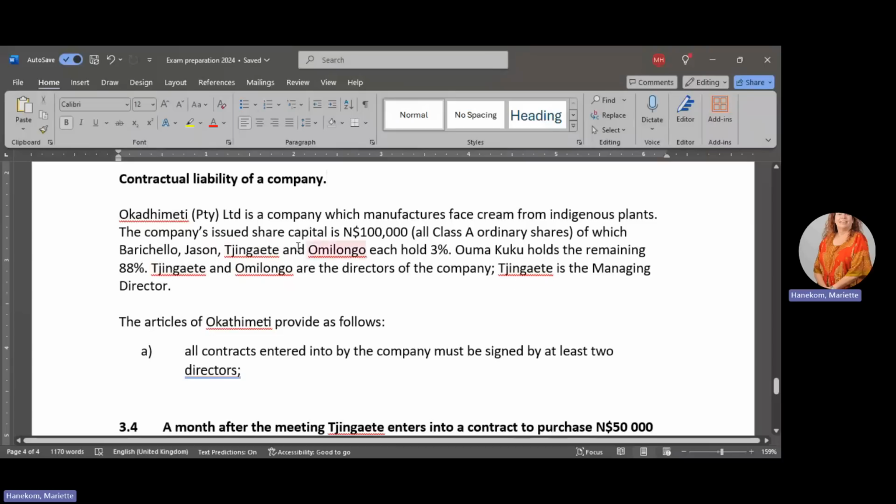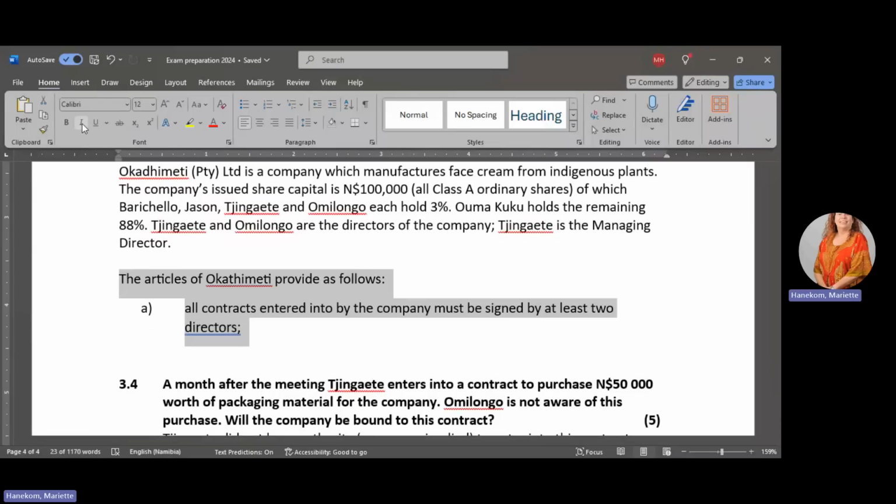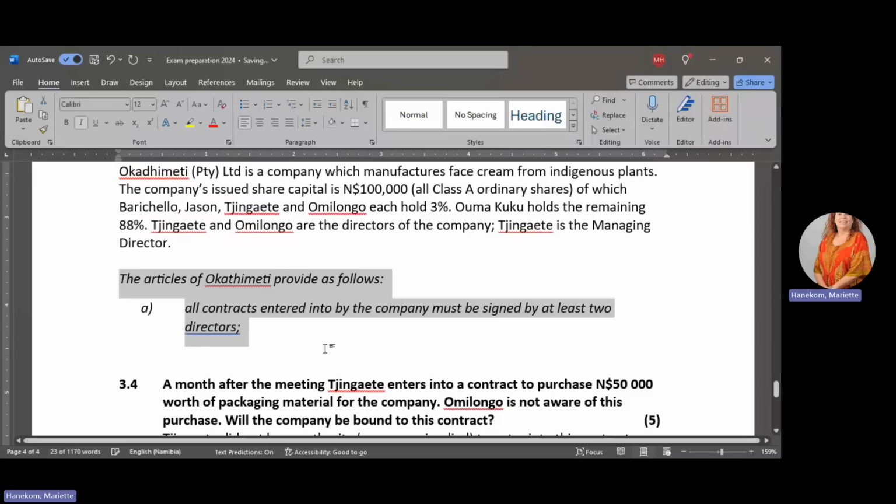These facts aren't particularly important to this particular question. This was part of a longer question. I just copied them. Important bit here, also an extract from the question, is that all contracts entered into by the company must be signed by at least 2 directors.